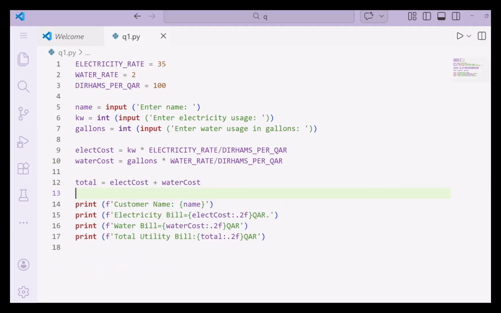Using constants helps. If you change the price, you don't have to touch the code. You just come here and change it, for example, to 45, and this one is 12. The code will work according to the new rates.